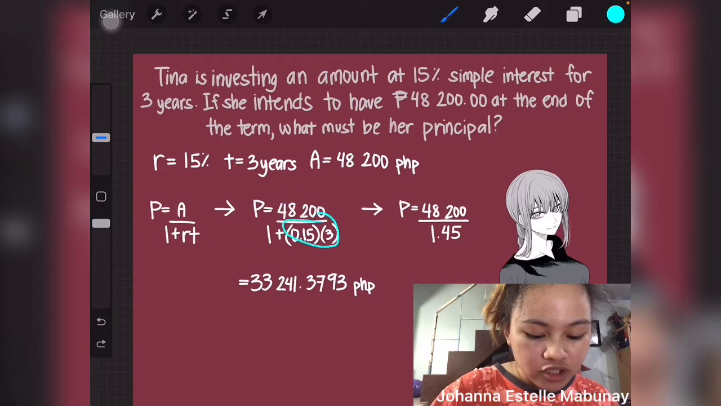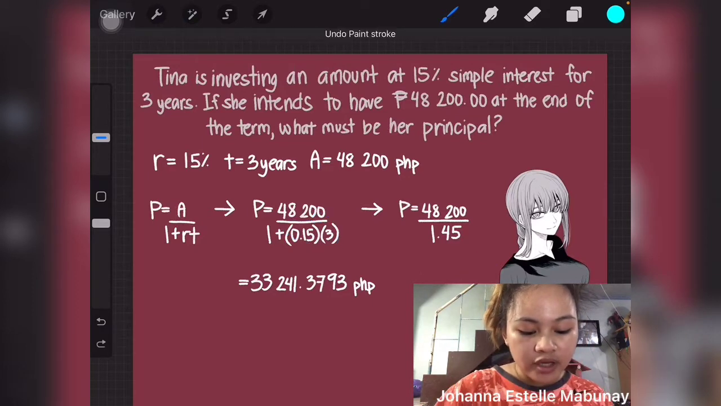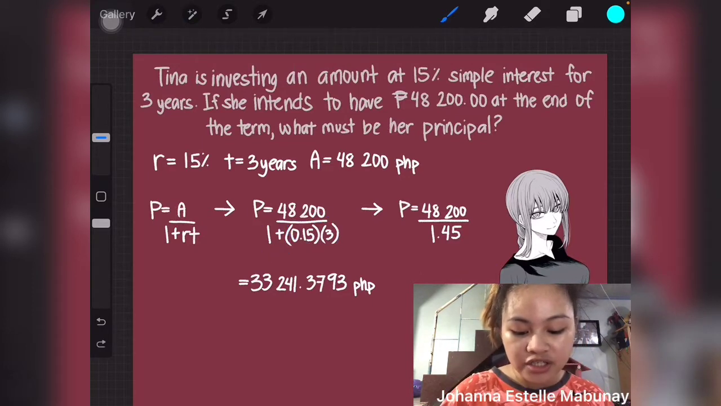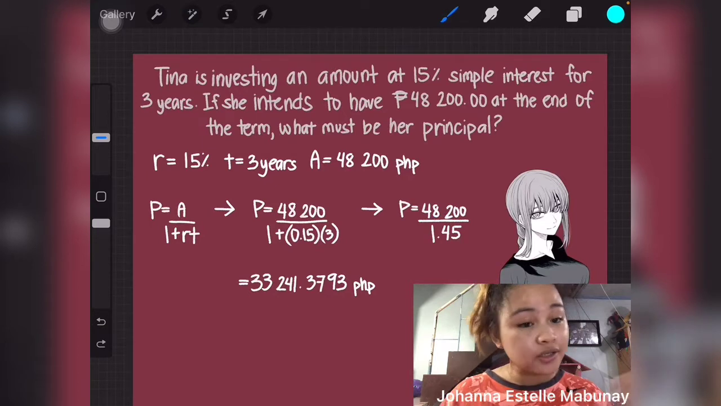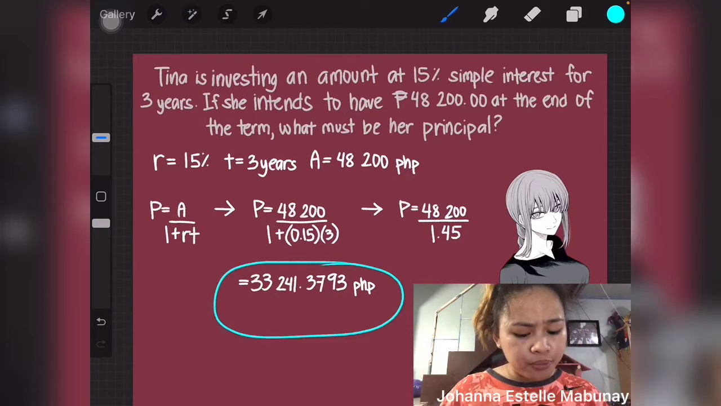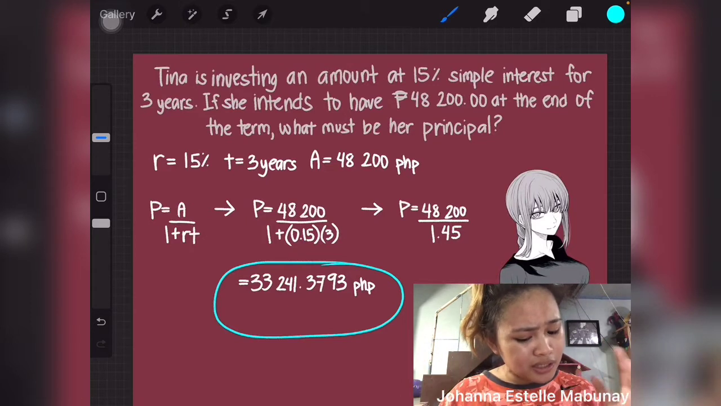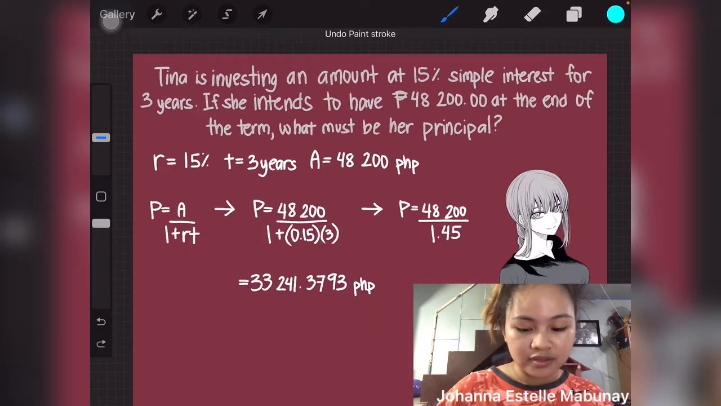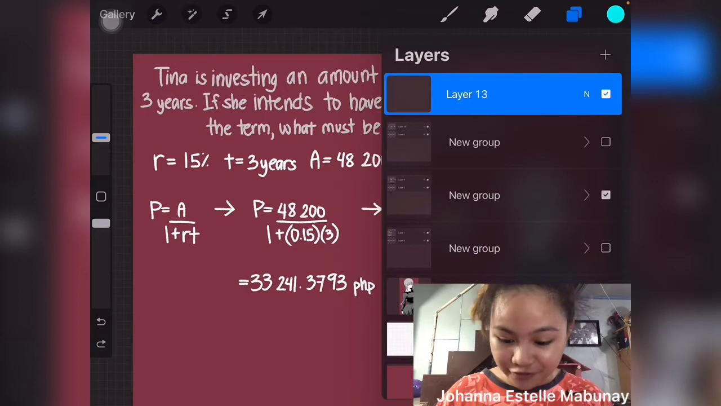So we're going to multiply 0.15 and 3, and we're going to add 1. So the answer is 1.45. So 48,200 divided by 1.45 is equal to 33,241.3793 pesos.